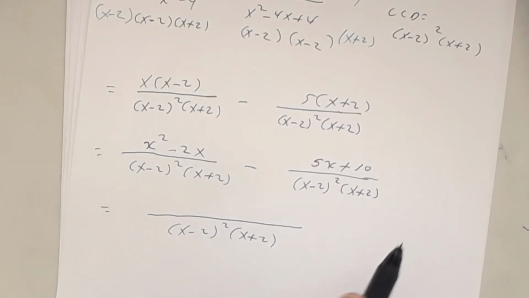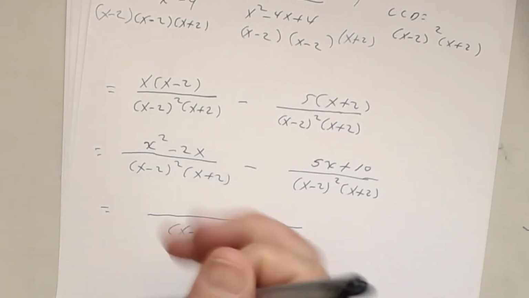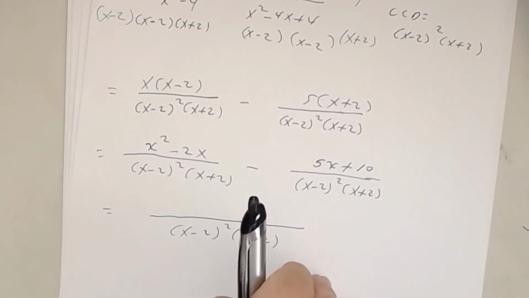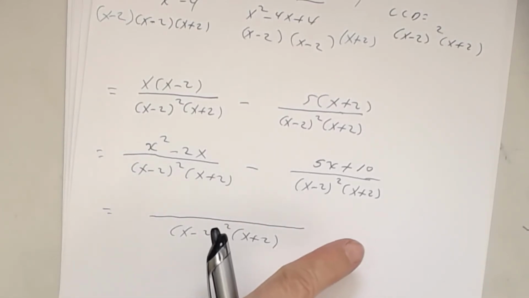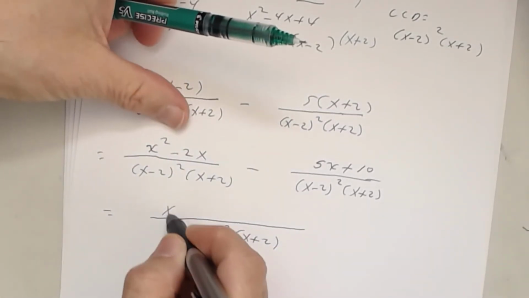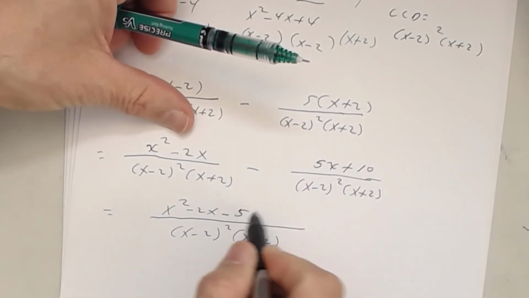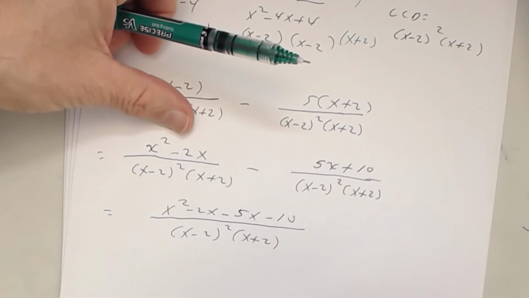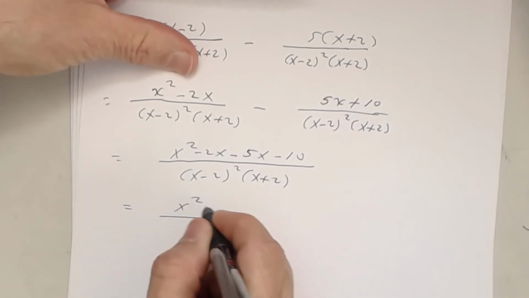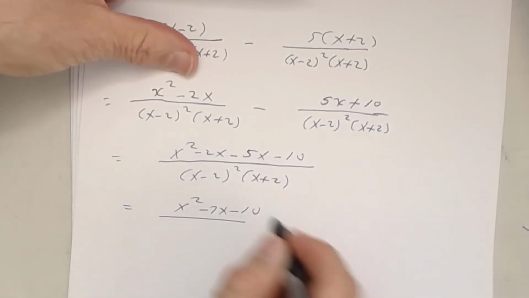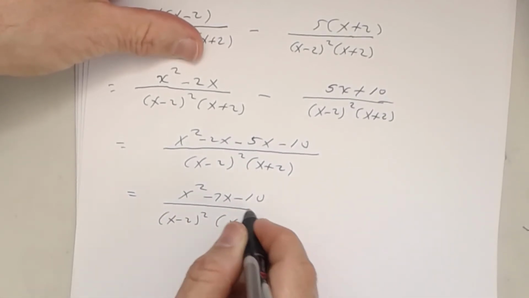Now, I wouldn't combine like terms just yet because I am subtracting more than one term. So what you may want to do is write out the terms first and then combine them, because you better not get plus 10. You better get a negative 10 at some point. So this really becomes x squared minus 2x, and then you're subtracting all these terms. So 5x becomes a negative 5x, a positive 10 becomes a negative 10. And now combine like terms. X squared minus 7x minus 10 divided by x minus 2 squared times x plus 2.